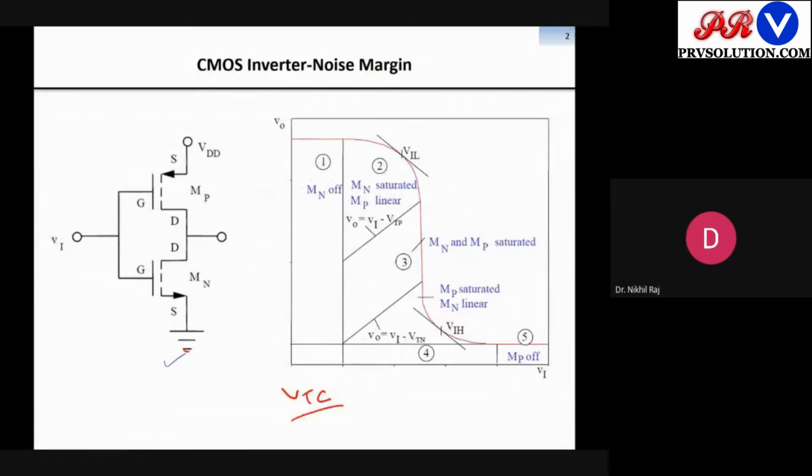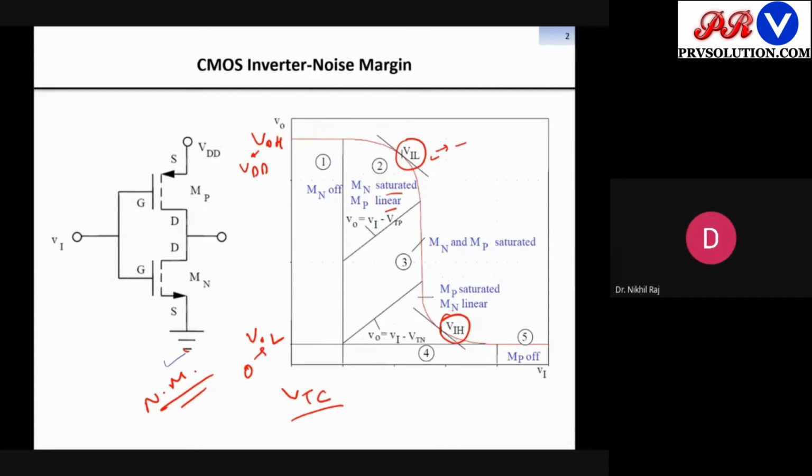In this curve, there were 4 points: VOH, VOL, VIL, and VIH. Based on these 4 points, we do the static behavior analysis, that is, the noise margin calculation. If it is a perfect CMOS inverter, what was VOH? VOH was VDD, and VOL was totally discharged to the ground. For VIL and VIH, we use the MOSFET set of equations, linear and saturated. We used them for the VIL expression, and we got the VIL expression.